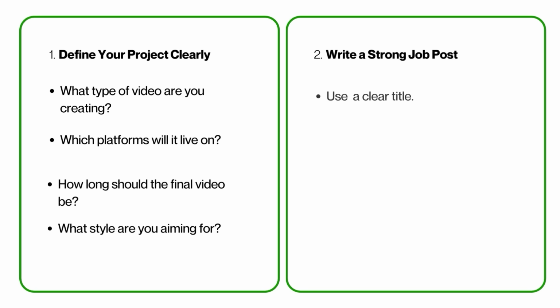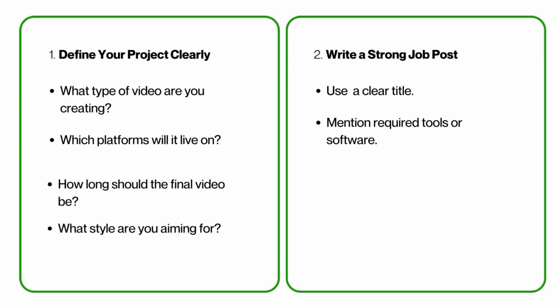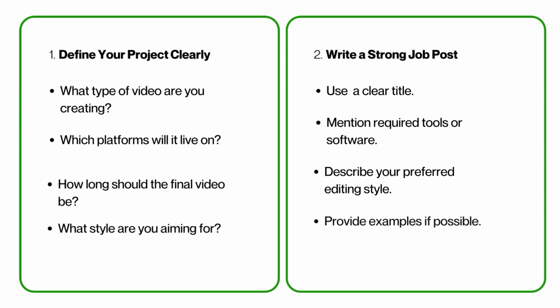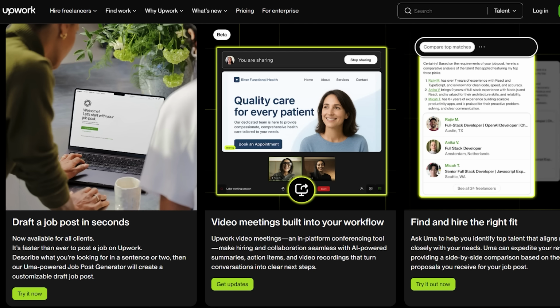Next, write a strong job post. Use a clear, specific title like social media video editor for short-form content. Mention required tools or software if that matters to your workflow. Describe your editing style preferences and include examples if you have them. You can also use Upwork's built-in tools to help draft your job description. Uma can help clarify your requirements, improve candidate matching, and fill in gaps, especially if you're not a video expert.